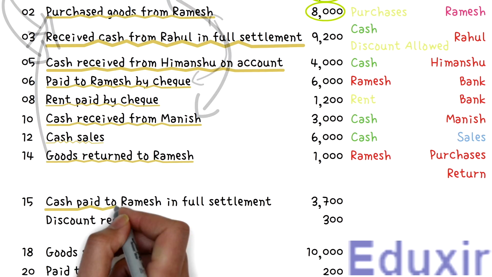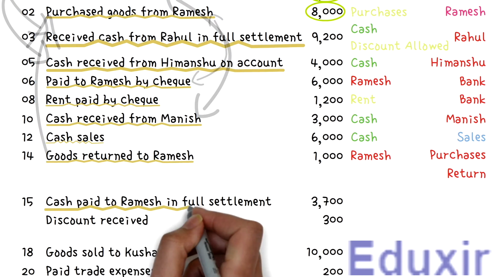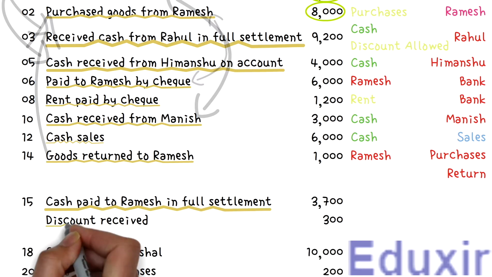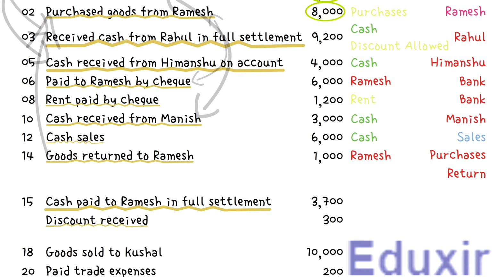In this transaction, the business is paying 3700 rupees to the creditor Ramesh in full settlement. Also, the business has received 300 rupees of discount. If you consider all the transactions done with Ramesh, the business has to pay 4000 rupees to the creditor Ramesh. However, the business is paying 3700 rupees as full settlement. So, as we are aware, even though the business is paying only 3700 rupees in full settlement, the entire liability of 4000 rupees will be settled.